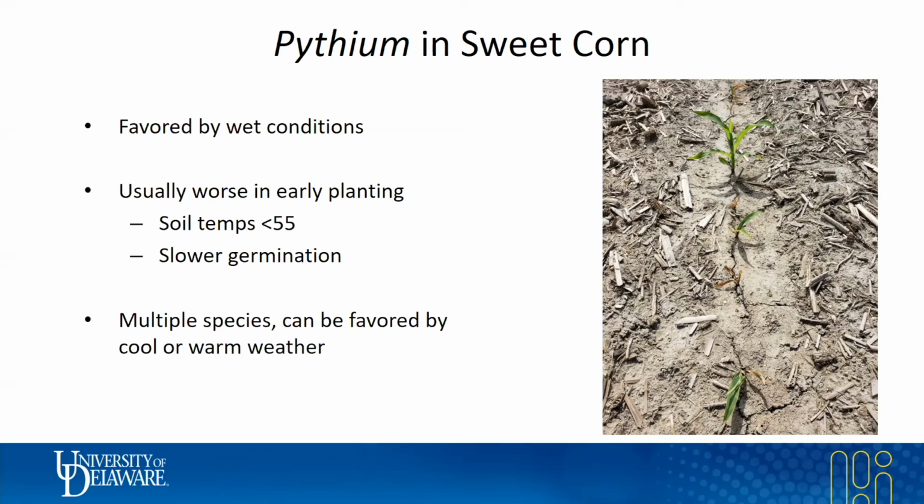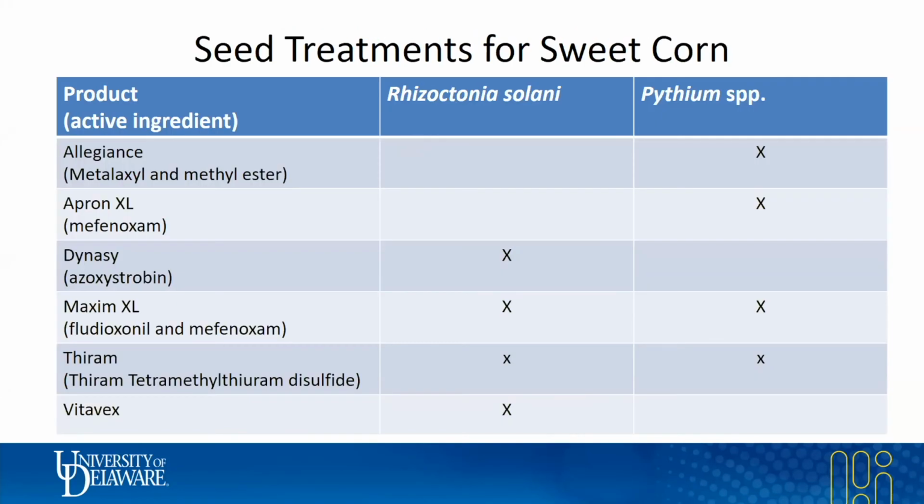by those early plantings. And I have just a snapshot here of some of the seed treatment products that we might think about for sweet corn, and just noting what they're active on. So it's important to note, again, if you have damping off issues, sorting out if you think it's a Pythium, a Fusarium, a Rhizoctonia, different products are going to have different types of activity. So our products that have metalaxyl or mefenoxam as an active ingredient are going to have Pythium activity.